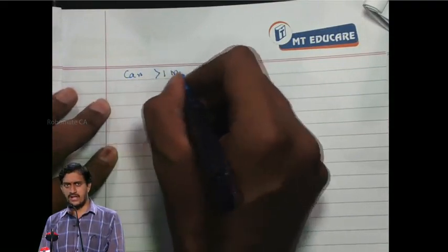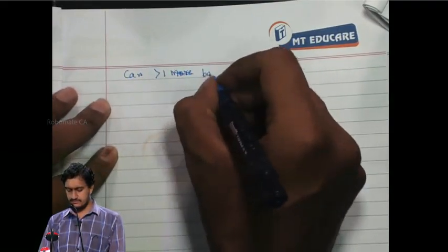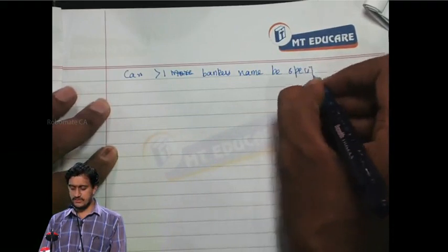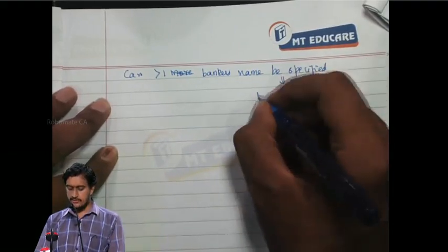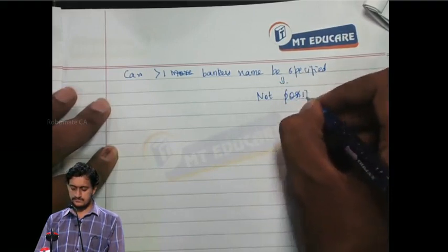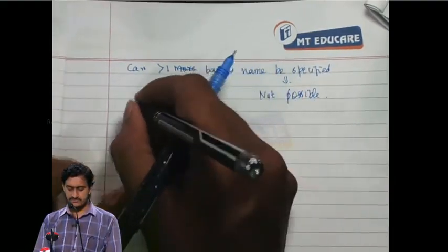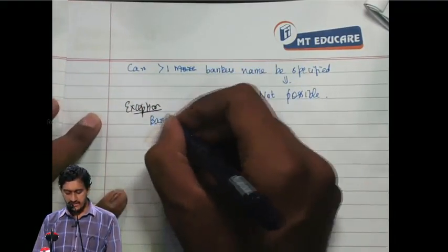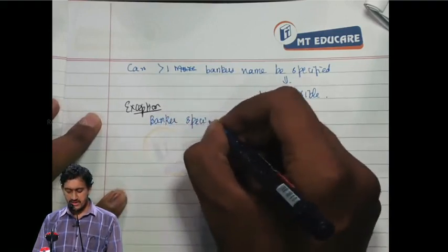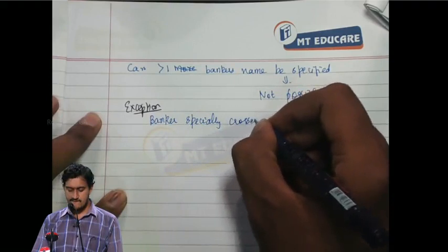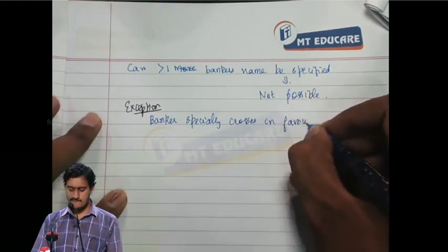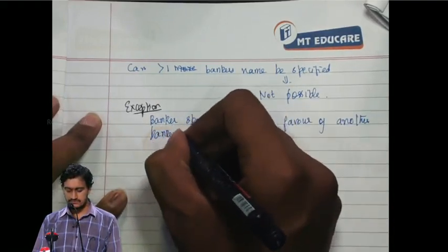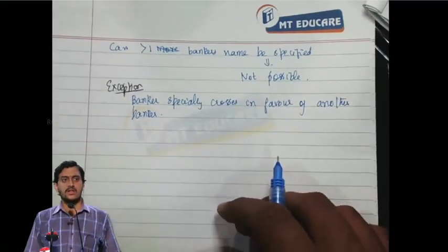Can more than one banker's name be specified? Possible or not possible? Not possible. But there is an exception. What is that exception? Where the banker specially crosses it in favor of another banker, it is possible.